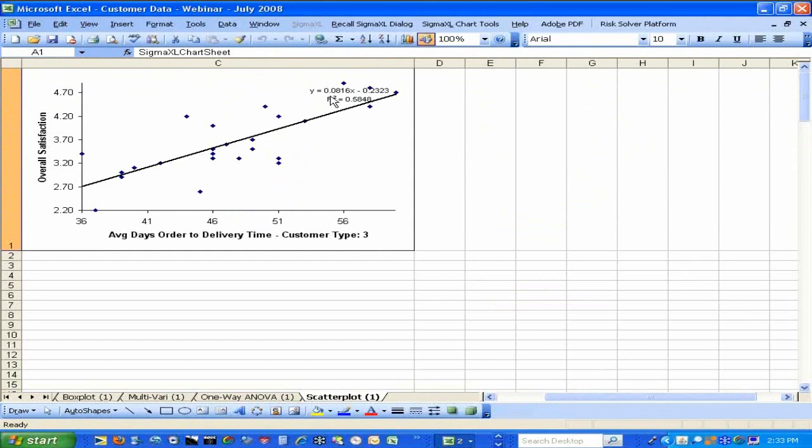This is the equation, the least squares best fit, with an R-square value of 0.58. That's 58.5%. So that's actually a pretty strong association. Well, maybe not a strong association, but let's say a moderate association. And what it suggests is that if the average days order to delivery time are increased, customer satisfaction also increases. But you need to take one step back and ask yourself, does that make sense? And the answer is, no, it doesn't make sense.